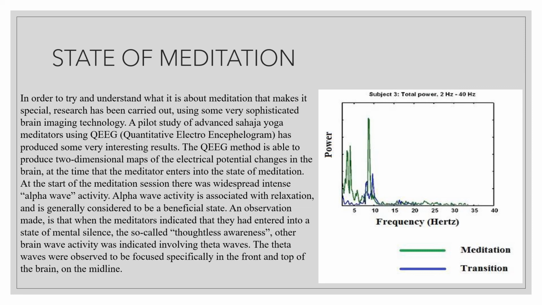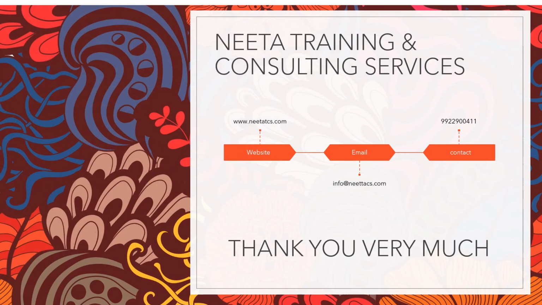So you can see the different kinds of transitions that happen while meditating. This experiment was done on practitioners of Sahaj Yoga meditation, and they found different kinds of activities during the state of meditation.